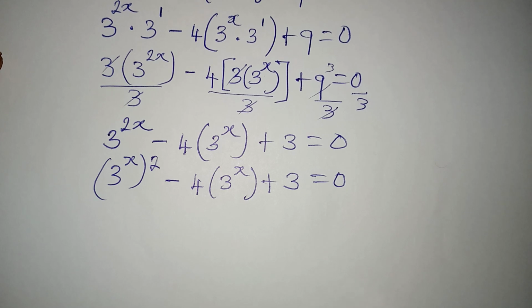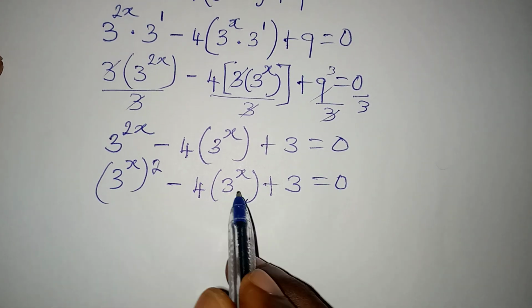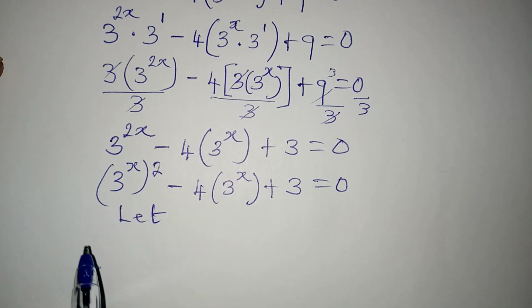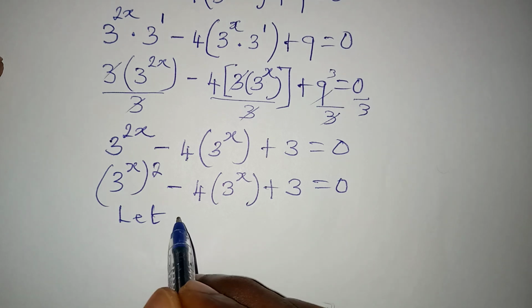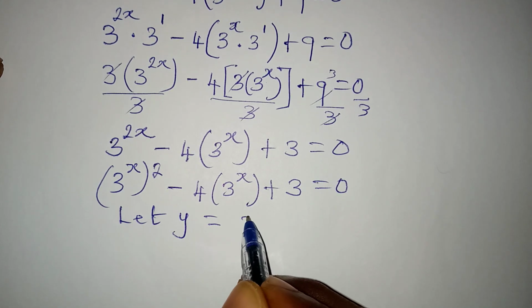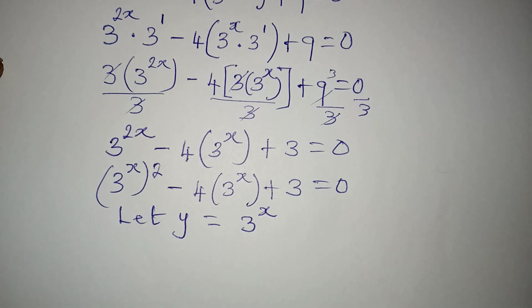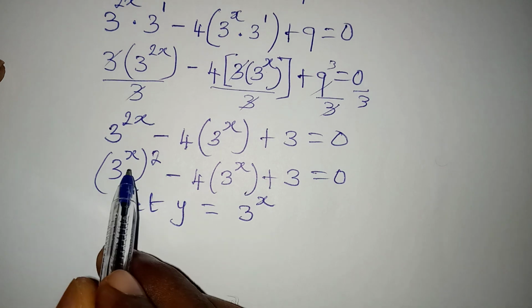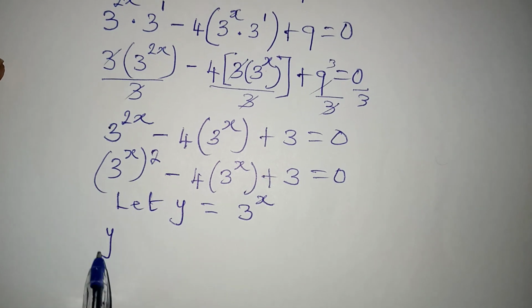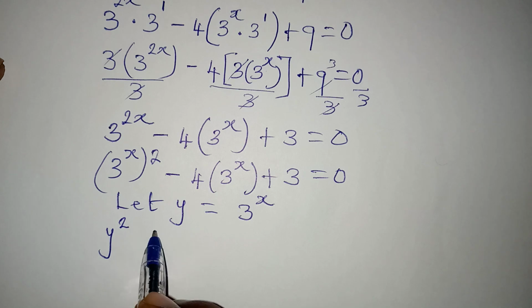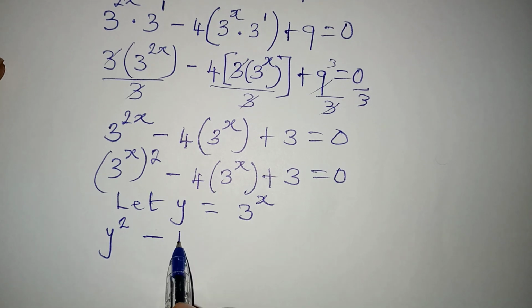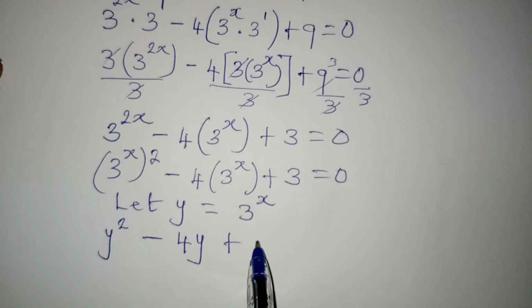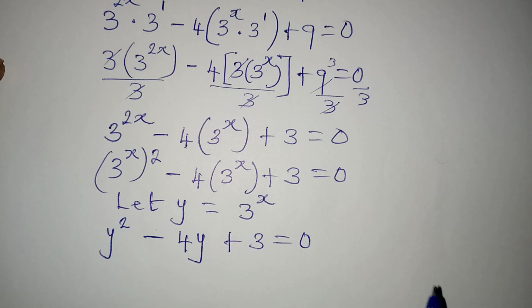So what do I do? We have 3 to the power of x and 3 to the power of x. So let a letter represent 3 to the power of x. Let's say letter y is equal to 3 to the power of x. So anywhere I have 3 to the power of x, I will be writing y. So in here now it's going to be y, then I will square it, then minus 4 here, then multiply by y, that will be 4y, then plus 3 equals 0.